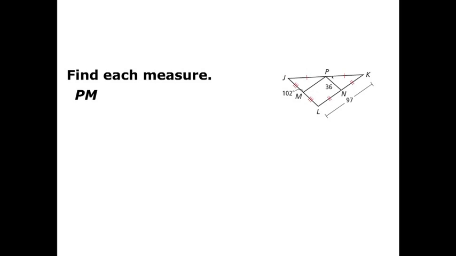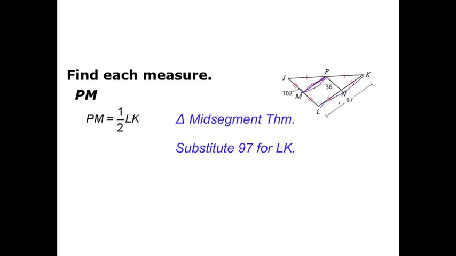Here I want to find PM. PM is this midsegment right here. I'm marking it for you. And it's going to be half of this base. So PM is going to be half of LK. That's using the triangle midsegment theorem. And then I take half of the 97. So I've got 48.5 for the measure of PM. So again, the calculations aren't difficult on this. It's just recognizing the midsegments in the triangle.